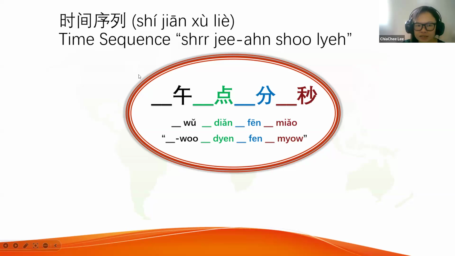Please take note that this is time sequence. We have maximum number. We have AM, PM, 上午, 下午. We have 12-hour system, which means the 点 will be up till 12. And the 分 can be within 59. 秒 also within 59. All right. So I hope I make it clear for the 时间序列.